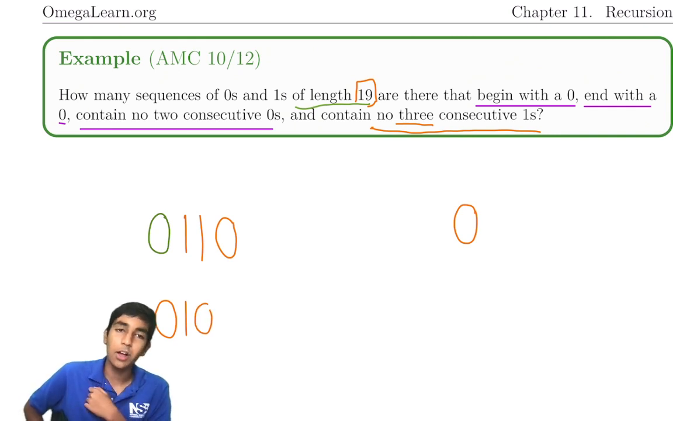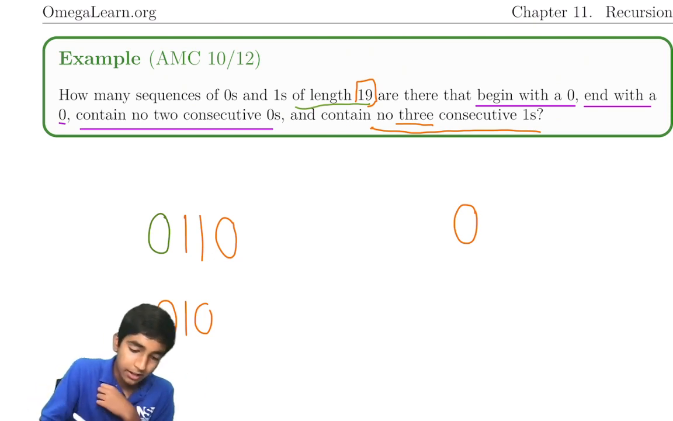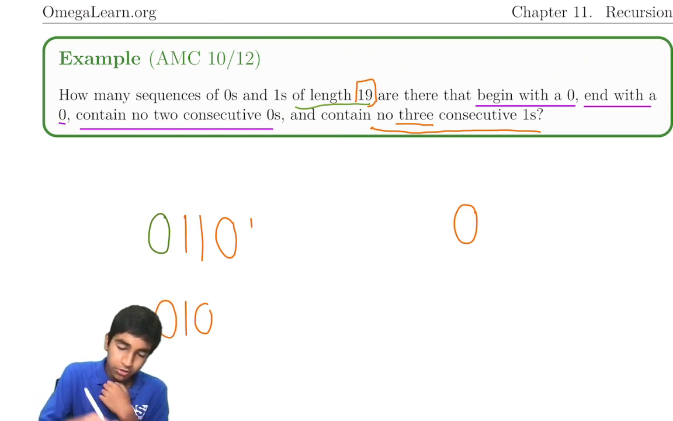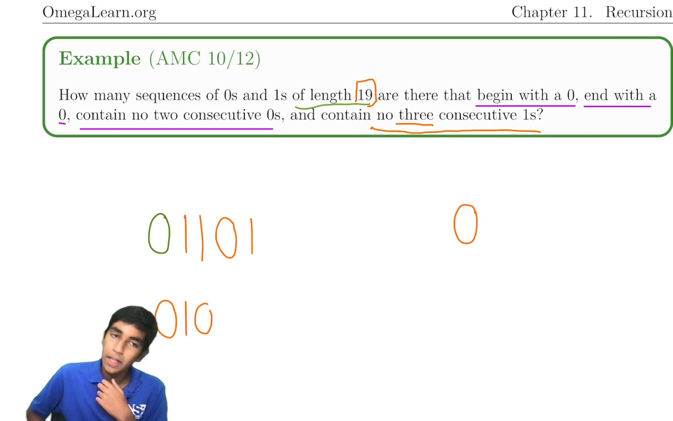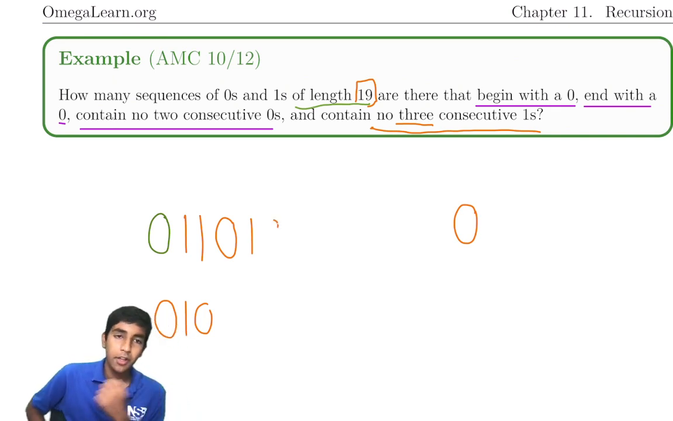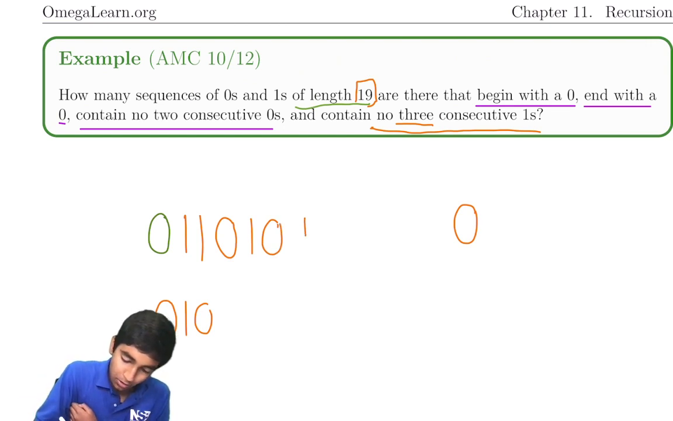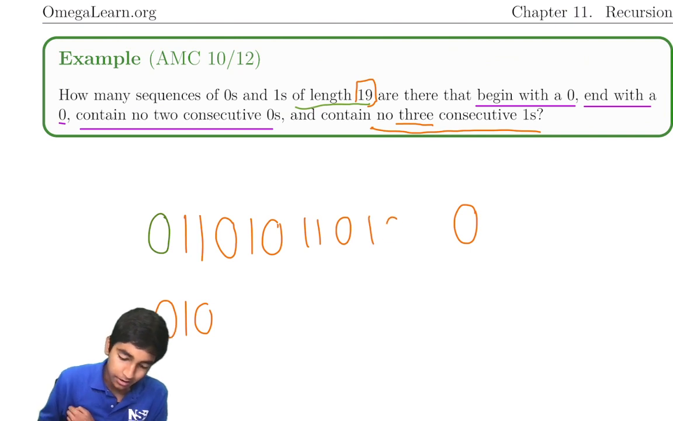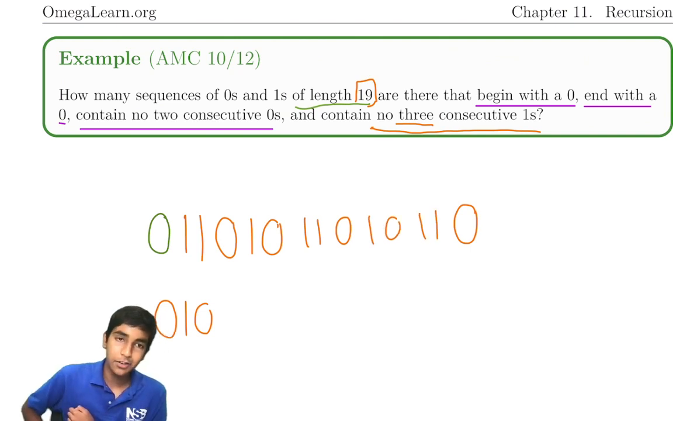From here, then what? It just starts all over again. Next one has to be a 1 because no 2 consecutive zeros. Then we can have another 1 if we want, or we can just directly become a 0. It seems like a cycle here. Maybe we'll end somewhere. We'll end at a 0, just like that.